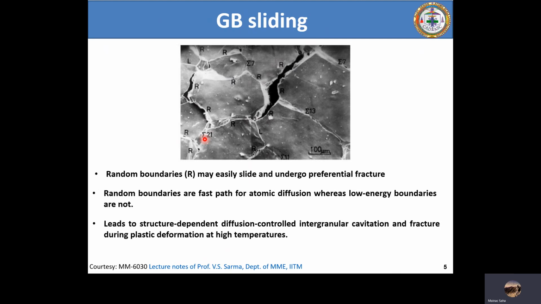So in such a situation where you have R's, random angle boundaries, this leads to structure dependent diffusion, controlled intergranular sliding, and fracture during plastic deformation at high temperatures.